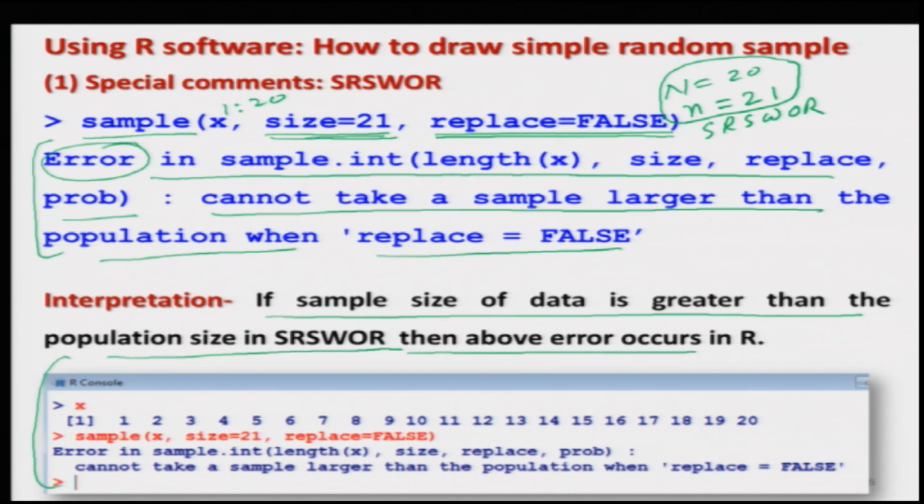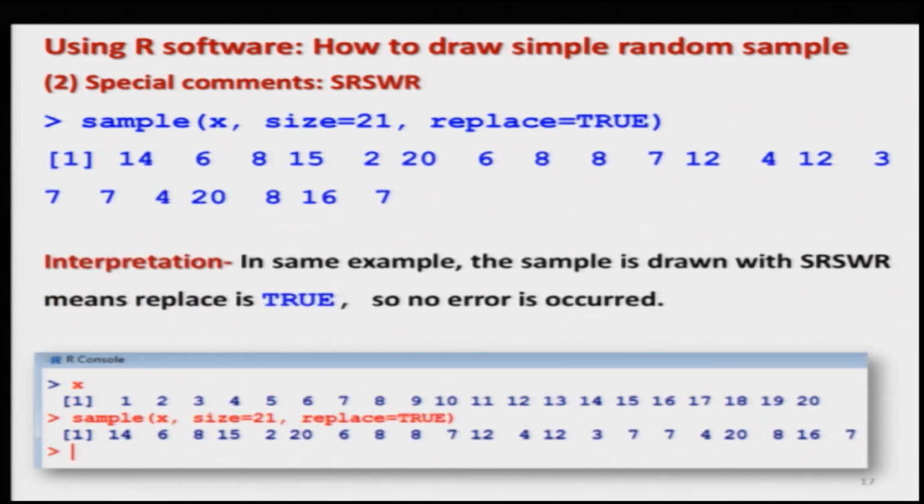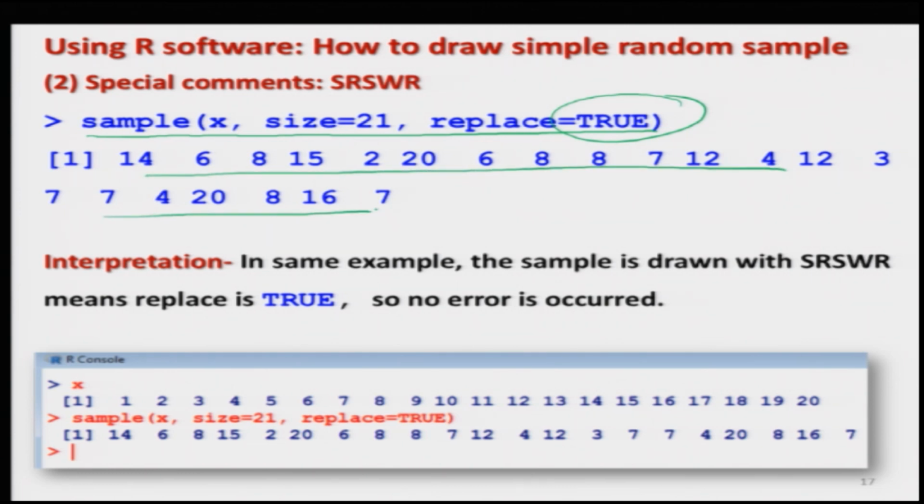My answer is this: yes, because in the case of SRSWR, you are always replacing your units back and you can reuse them. For example, in the same example, if I say sample x, size equal to 21, but replace is now equal to true, we get a sample. That is possible, because a population of size 20 will always be available for sampling. So, the interpretation is very simple: the sample is drawn with SRSWR, so there is no error in this case.